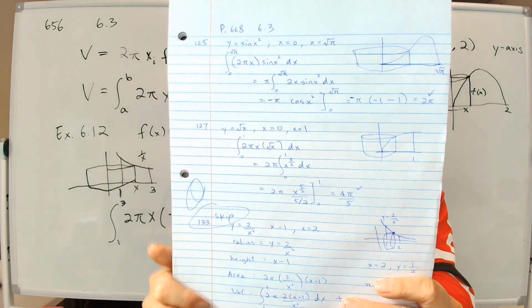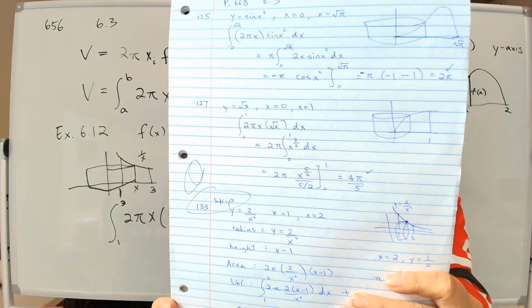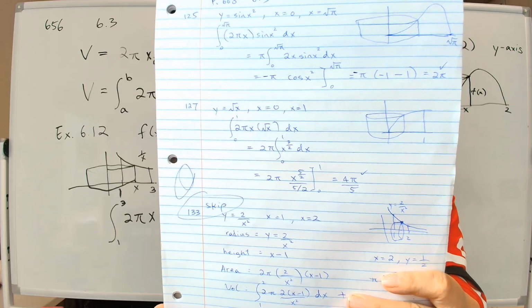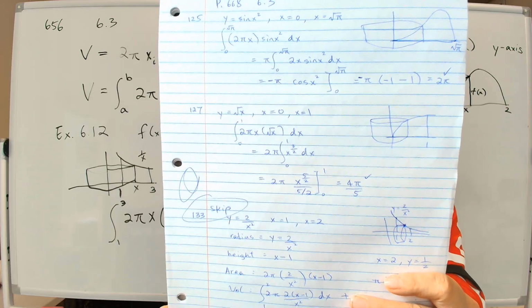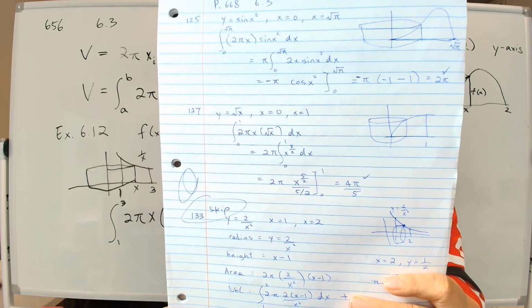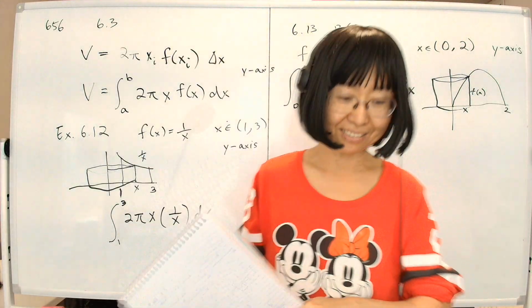That's that. And the same thing can be said of the following problem: y equals the square root of x. You take 2 pi x times the function square root of x, integrate it from 0 to 1, and out pops your answer.